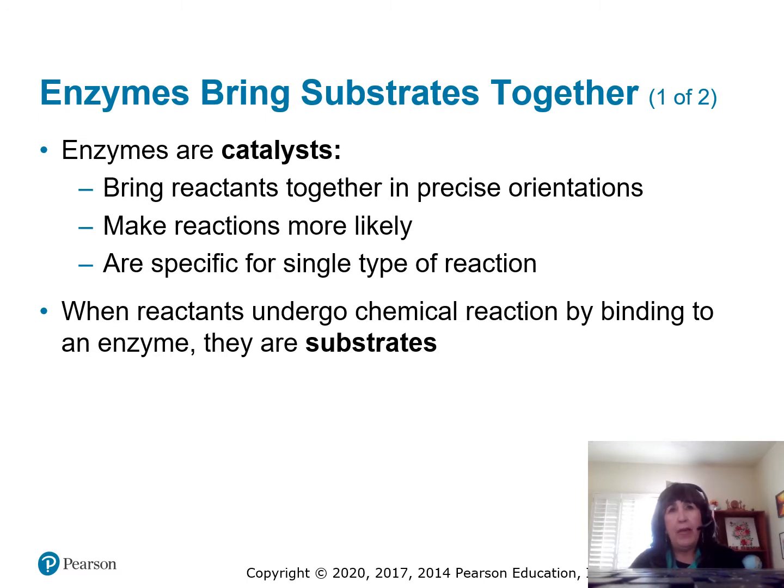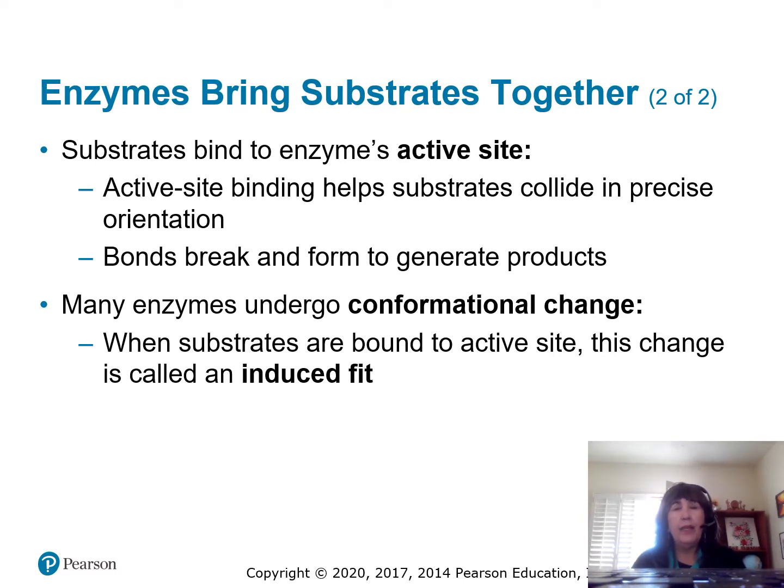So it says here, when reactants undergo chemical reaction, they bind to an enzyme. And now we consider them substrates. So the reactants are substrates. And we can consider this like a lock and key model. Each enzyme is very specific for each chemical reaction and the reactants, or the substrate. So substrates bind to the enzyme's active site. So imagine an enzyme is a huge macromolecule, and in a space inside, that is where the substrate or the reactants will fit, just like a key inside of a lock.